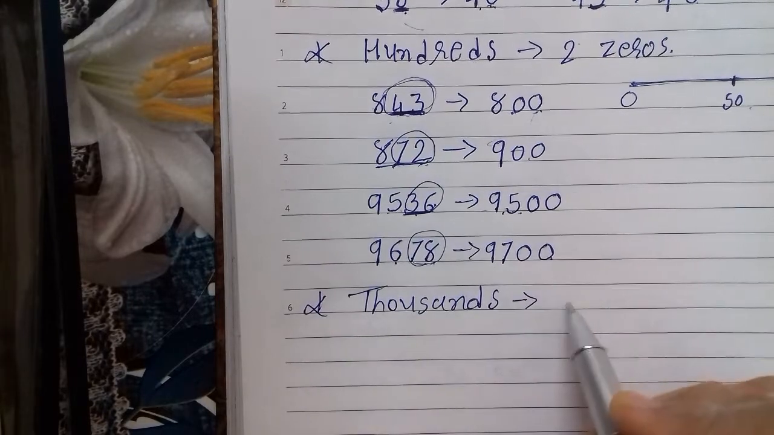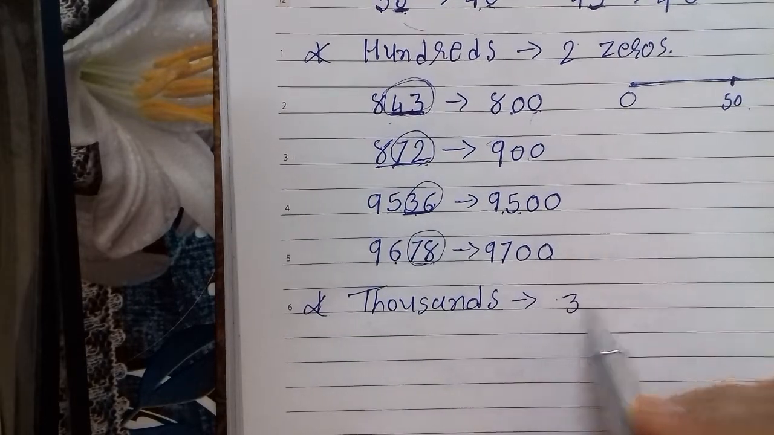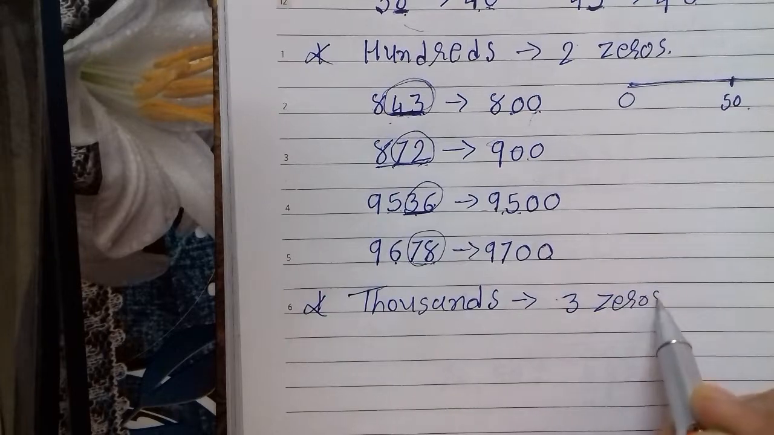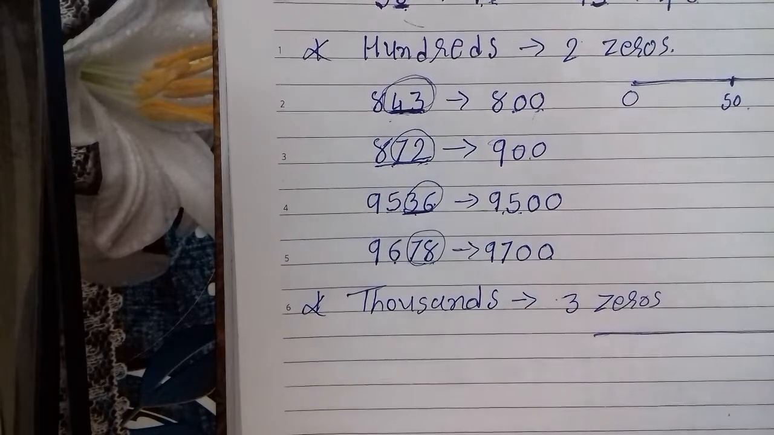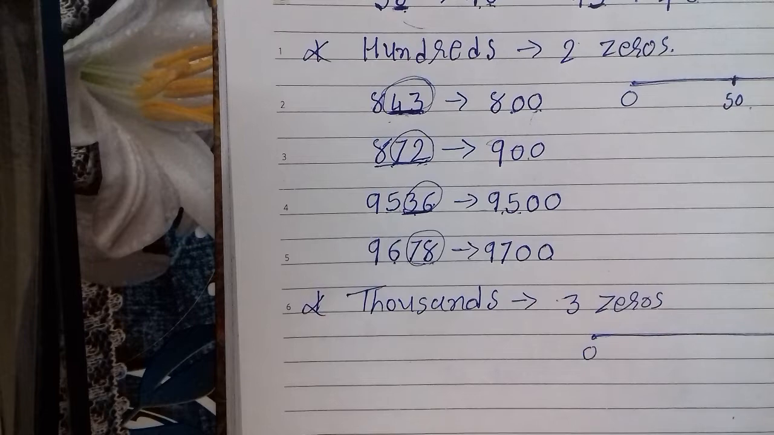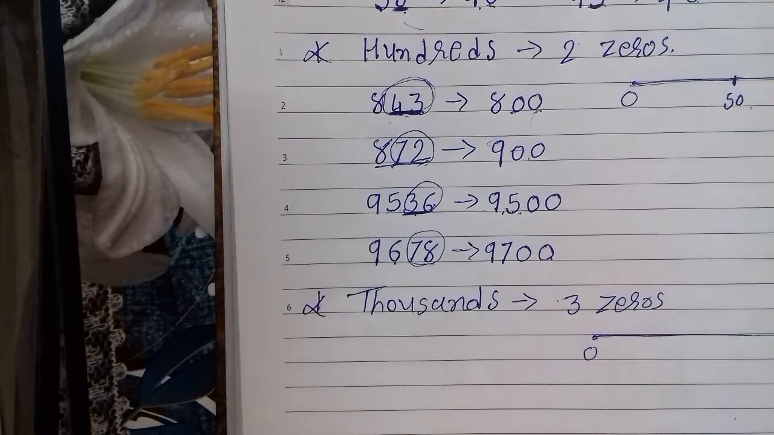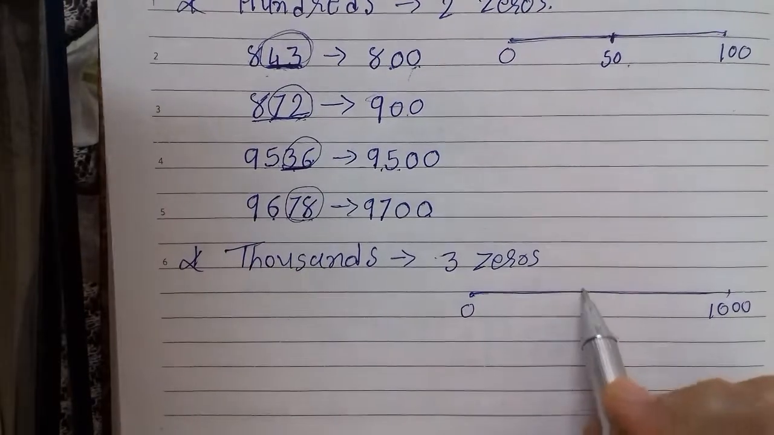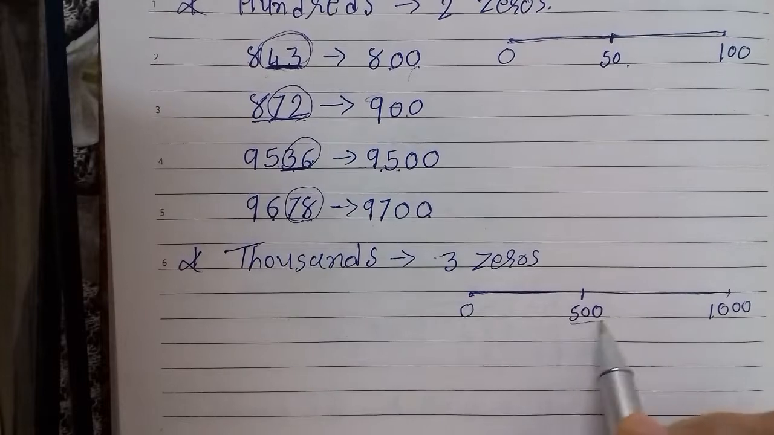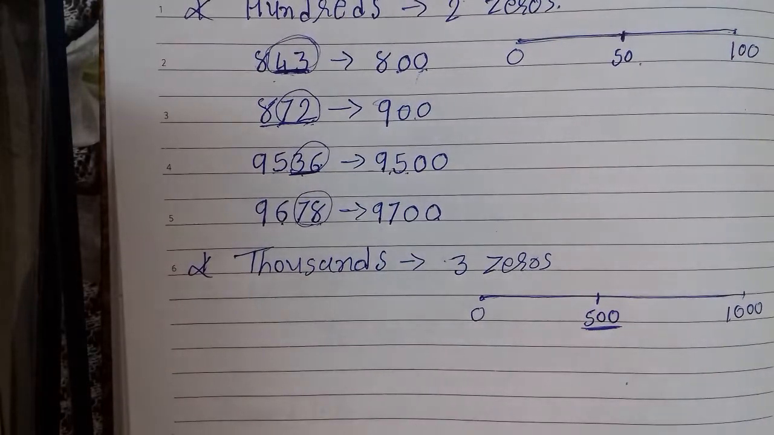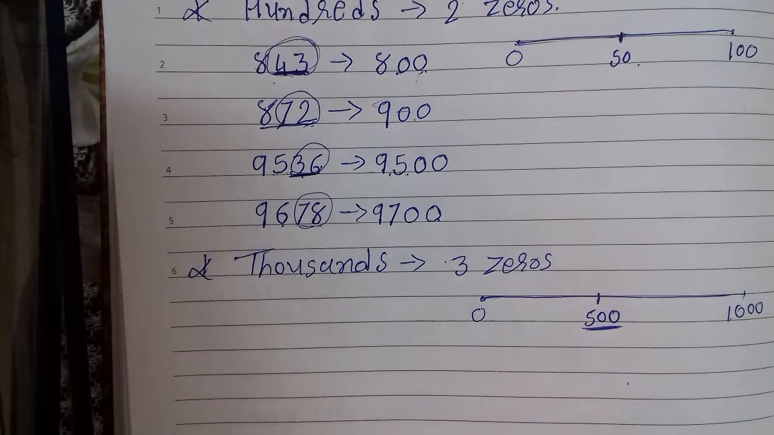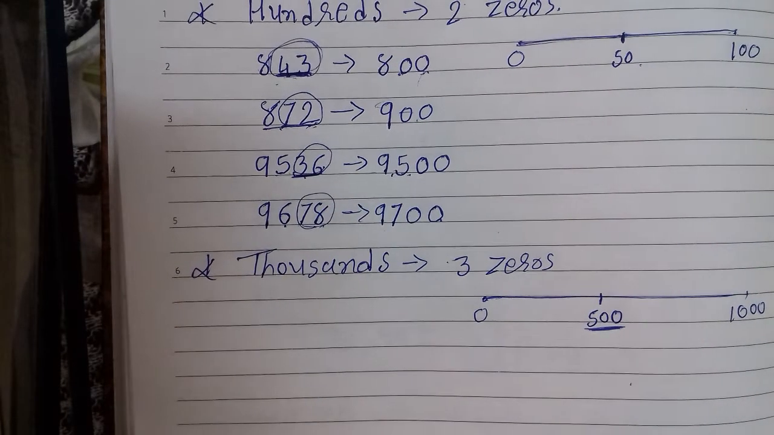Thousands. How many zeros in 1000? 3 zeros. Here you can see 500, that means 3 digits. Now we will check by taking one example.